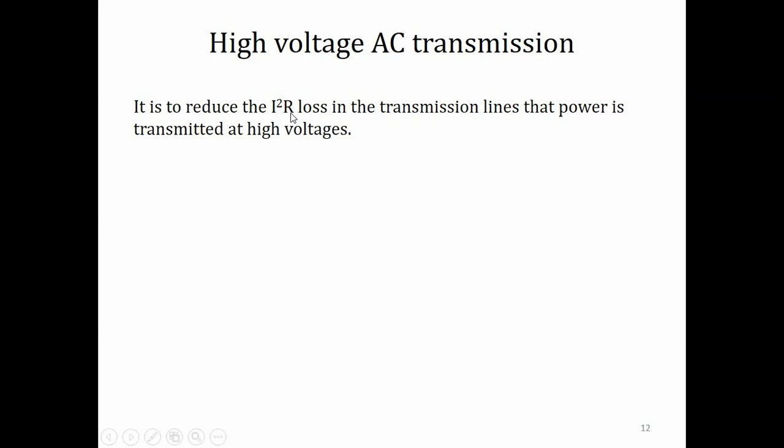At the sending end, I convert the voltage to a much higher value and send it, so that the voltage is high and the current is low. At the receiving end, I convert the voltage back to a lower value and then supply it to the consumer. So this is the reason for transmission at high voltages: to reduce transmission losses.